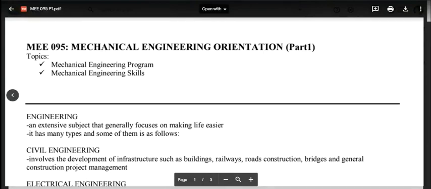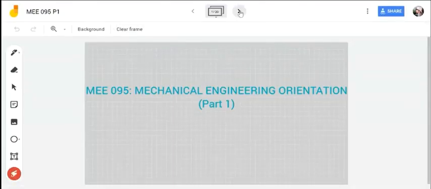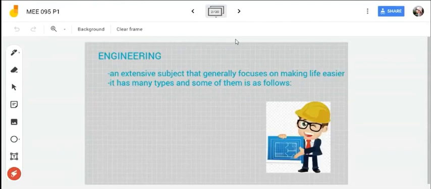So right now, let's start our discussion. To start that, let's define the word engineering. So ano nga ba yung ibig sabihin ng engineering? From definition, engineering is an extensive subject that generally focuses on making life easier. So take note of the word, engineering focuses on making life easier. So when we say engineering, we are using some concepts of physics, of sciences, and of mathematics na napag-aralan natin or that we know in order to make life easier or to make things easier.